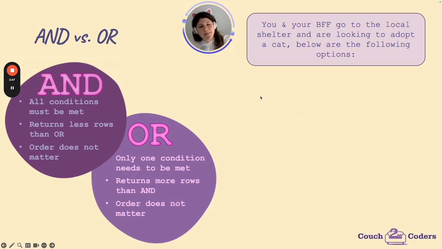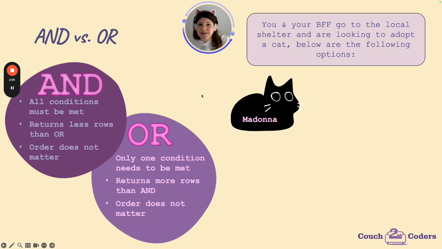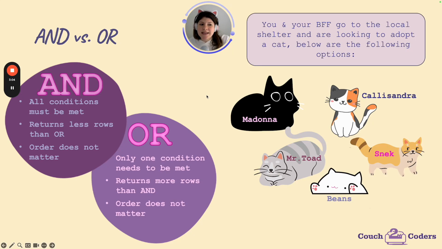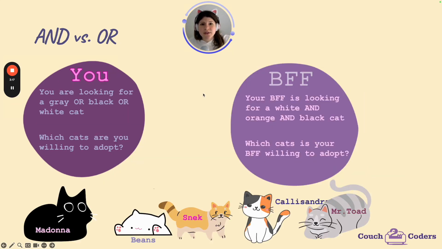So here's a silly example that we can go through. Suppose you and your best friend are going to the local shelter and you're looking to adopt a cat, and below are the following options. We have Madonna, who's a black cat, Calasandra, who's a calico, Mr. Toad, who is a gray boy, Beans, who is white, and Snack, who is a big orange fat boy.